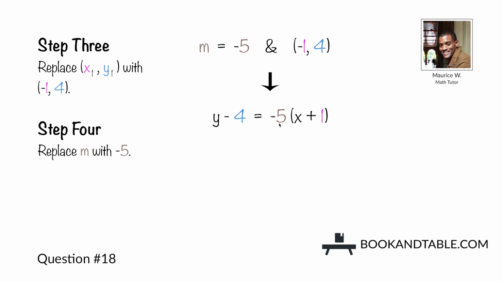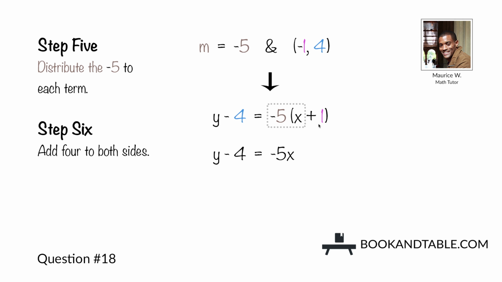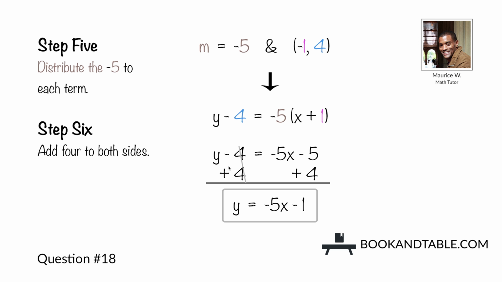So step 5, distribute the negative 5 to each term. Negative 5 times x is negative 5x. Negative 5 times 1 is negative 5. So we have y minus 4 equals negative 5x minus 5. And now step 6, add 4 to both sides to get rid of this negative 4. Negative 5 plus 4 is negative 1. So the equation of the line is y equals negative 5x minus 1.